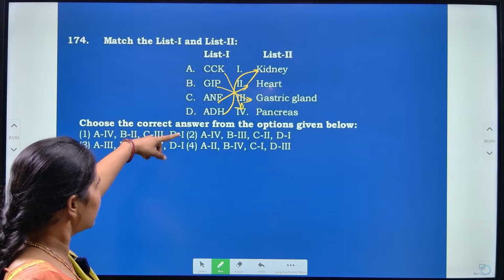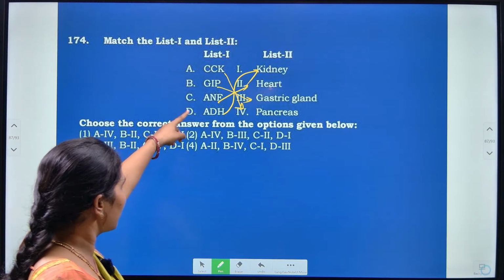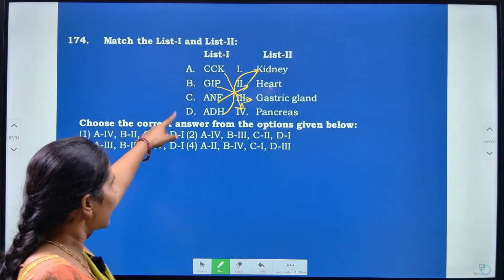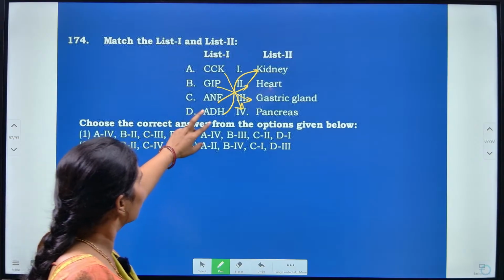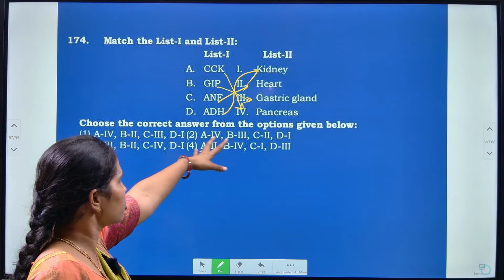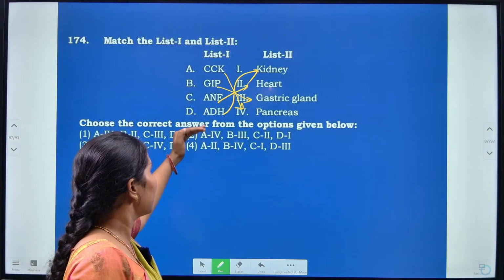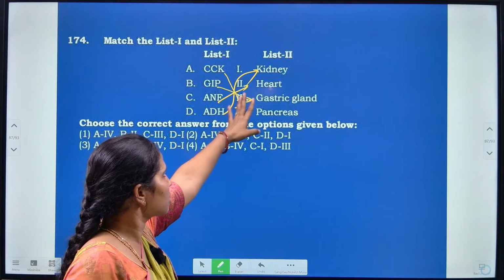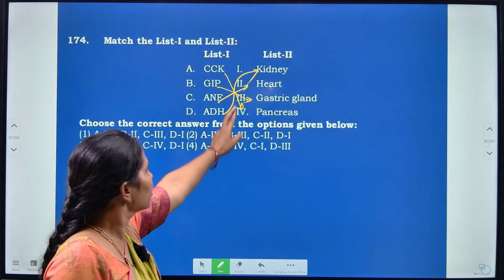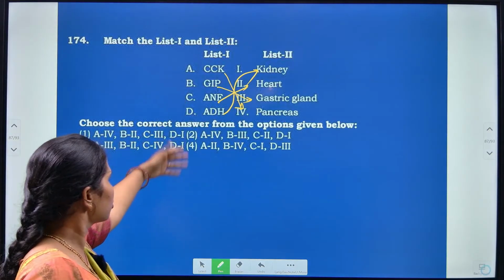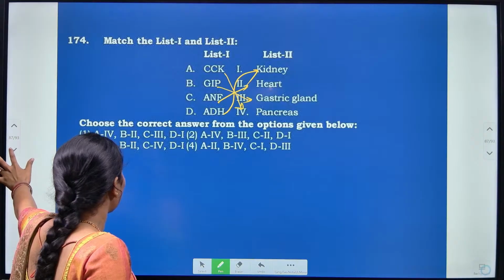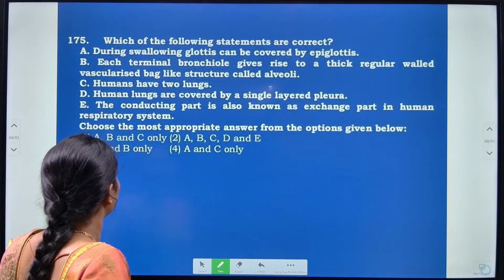So CCK, that is cholecystokinin, with the pancreas here. Gastric inhibitory polypeptide, this is going to act on the gastric gland here. ANF, that is atrial natriuretic factor, is going to be released by the heart, and ADH hormone is going to act on the kidney here. You just select the option given. I have matched it. Okay.